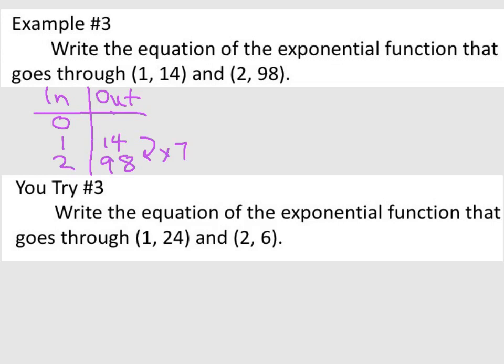So I need to figure out, okay, what number can go across from my 0 to keep this pattern? Well, if I put a 2 here, 2 times 7 will get up to 14. So I'm keeping my common ratio consistent. And I'm finding my y-intercept. So y is going to equal 2 times 7 to the power x. I got one last you-try question for you, so please pause the video and give it a try.